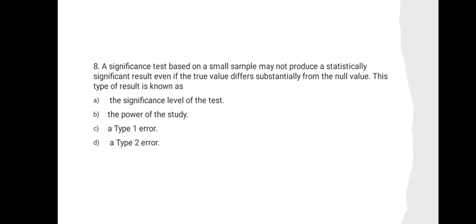A significance test based on a small sample may not produce a statistically significant result even when true values differ substantially from the null value. This type of result is known as: significance level of test, the power of test, a type 1 error, or a type 2 error. That would be a type 2 error. In a small sample, we can face problems and have more chances of type 2 errors.